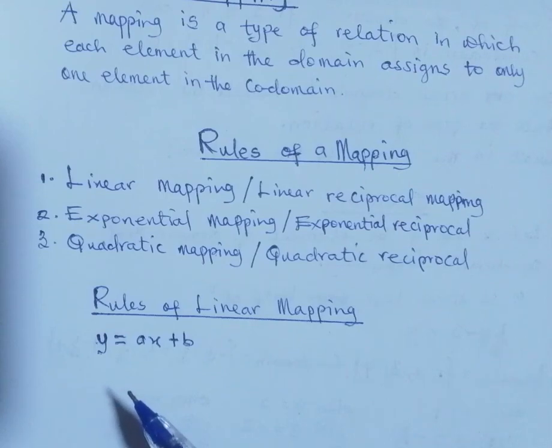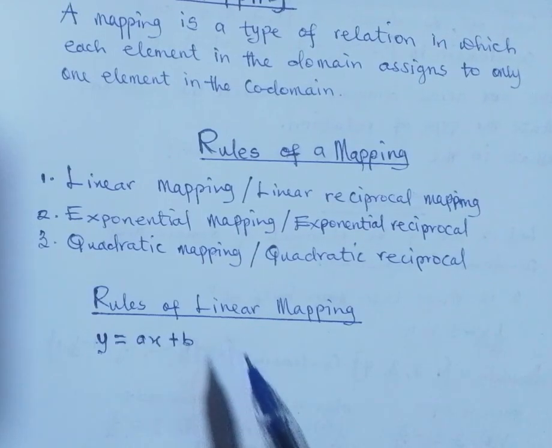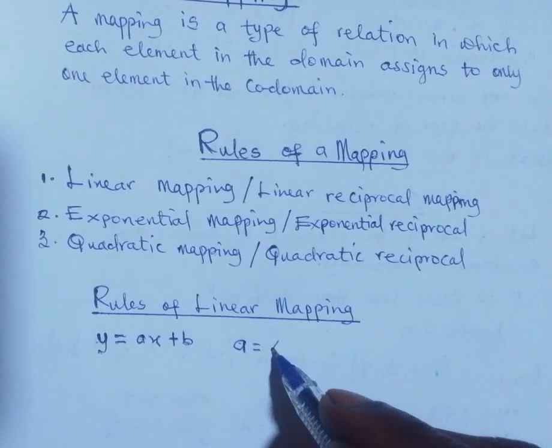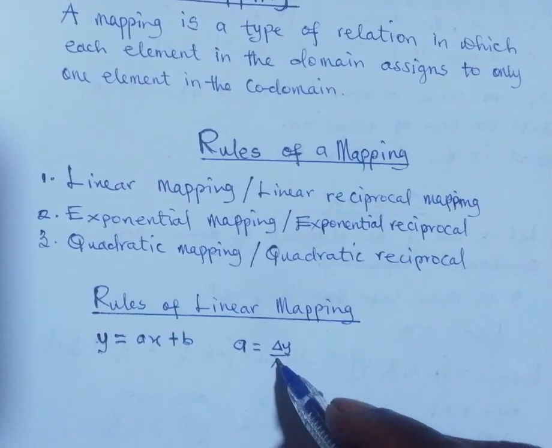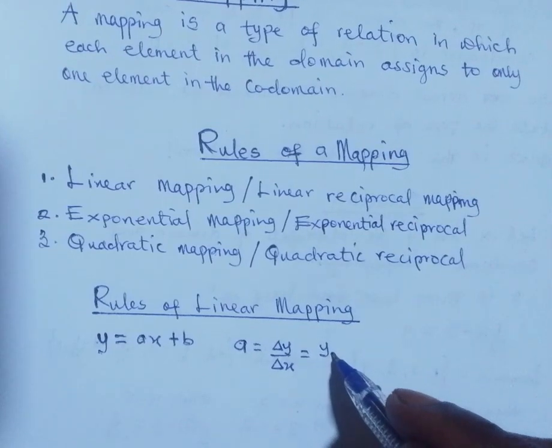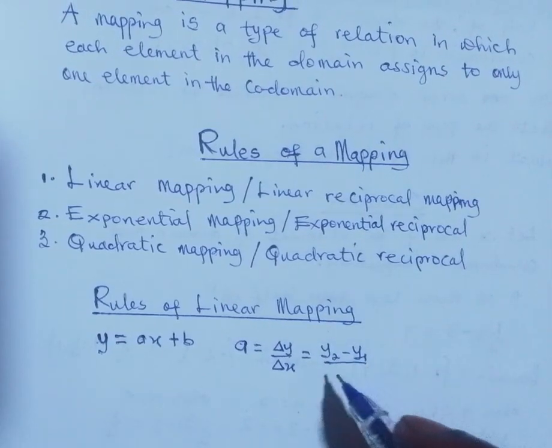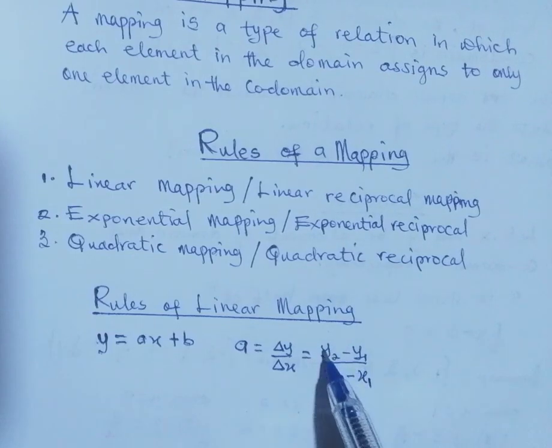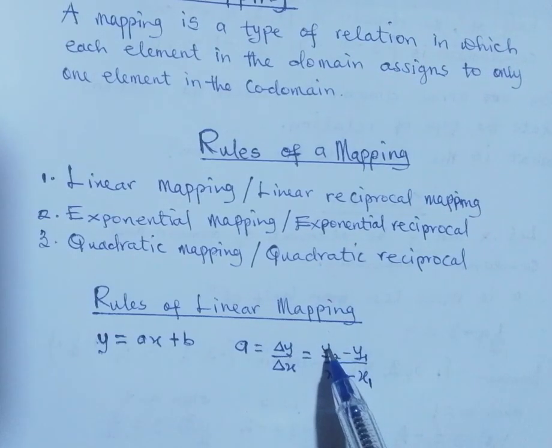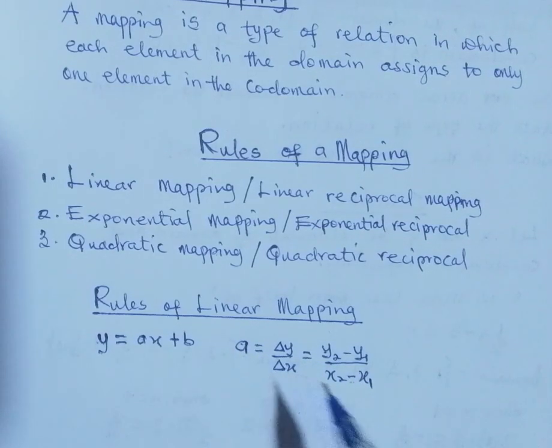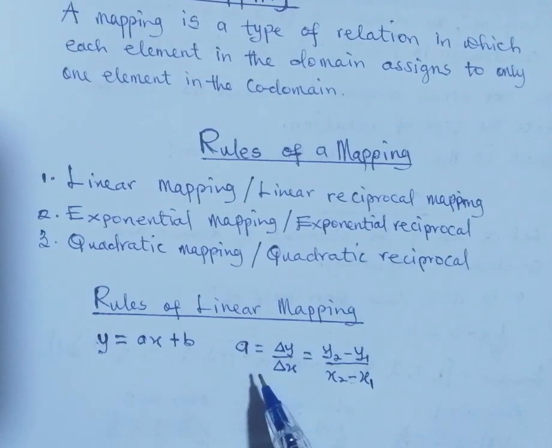But before we take an example, let's look at how to find the gradient. The gradient, which is the a, is given by change in y divided by change in x, which can be further expressed as y2 minus y1 divided by x2 minus x1. So you find the difference of two elements of the y and divide by the difference of two elements of the x. That gives you the a, that is the gradient. Let's quickly look at this example and see how we can find the rule.